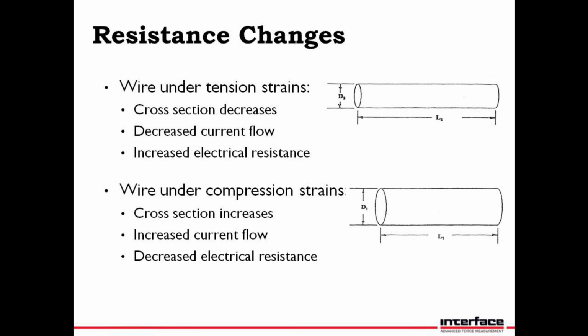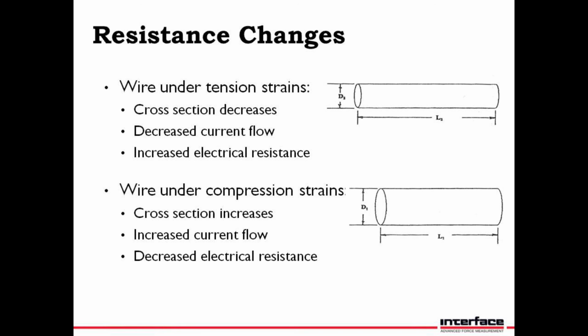So how do the resistance changes across a gauge? If we take a wire element and we pull on it on the ends, what we have is the condition where the cross-sectional area of that wire element decreases, therefore decreasing the current flow across it. And what this causes is an increased electrical resistance.